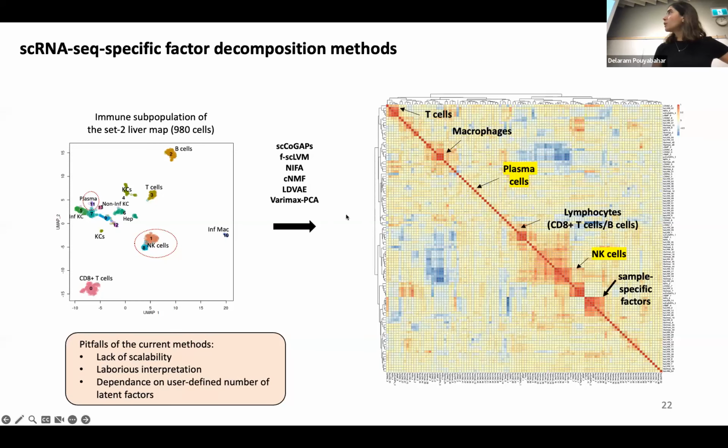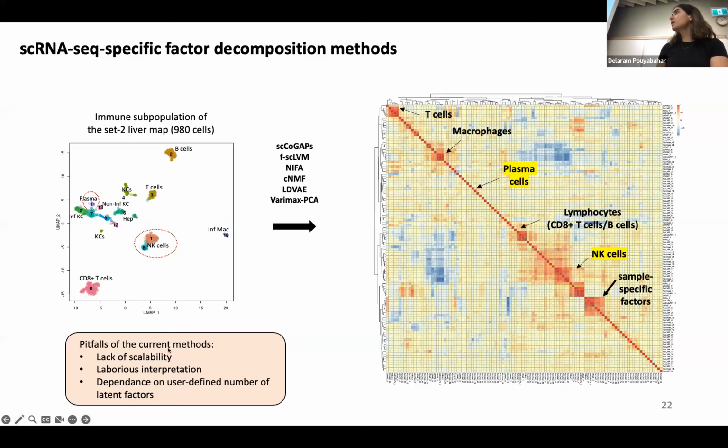But when you have smaller populations, which means that the signal is less strong, you can see that only one of the factor analysis approaches was able to capture that.